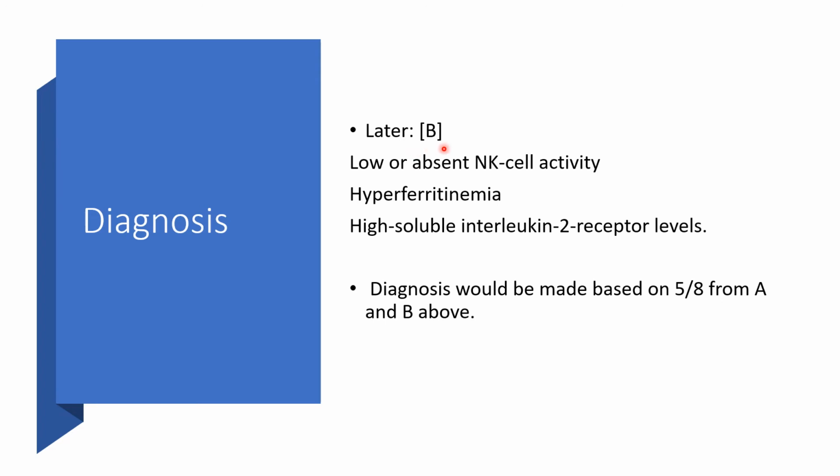Later on, B came to being, and that would be low or absent natural killer cell activity, hyperferritinemia, and high soluble interleukin-2 receptor levels indicated by soluble CD25. Remember, I've said that just a while ago. In those days, the diagnosis would be made based on 5 of 8 from A and B above.